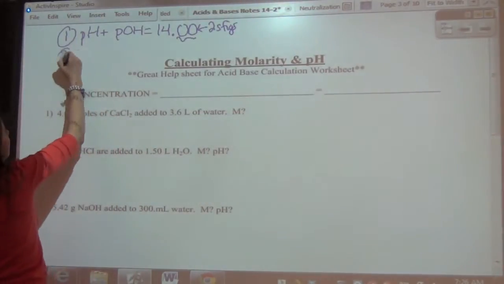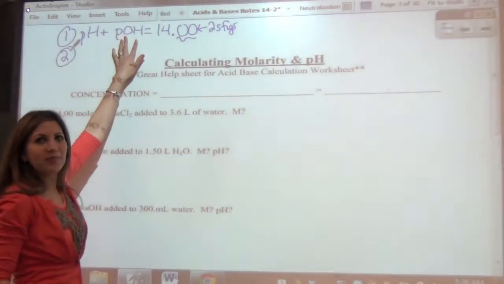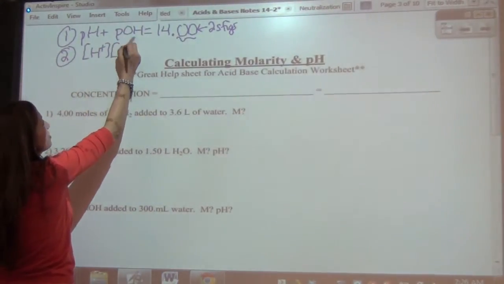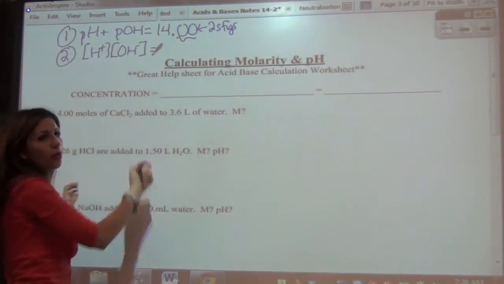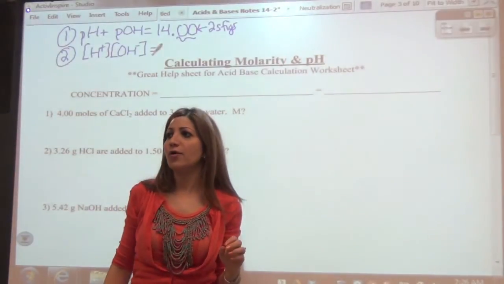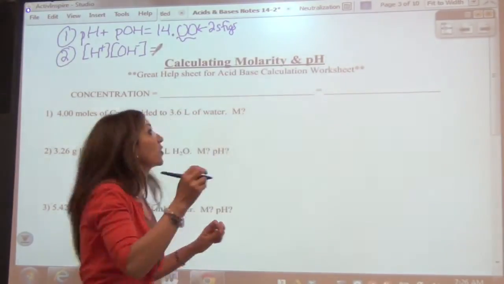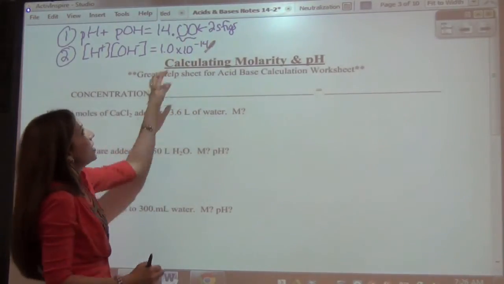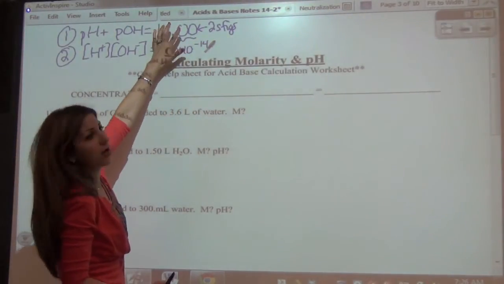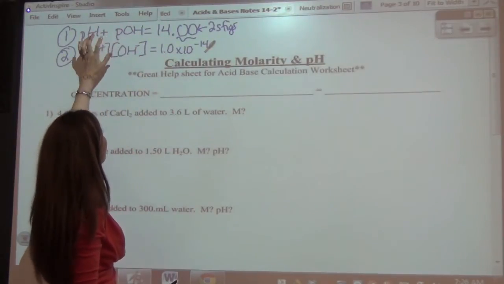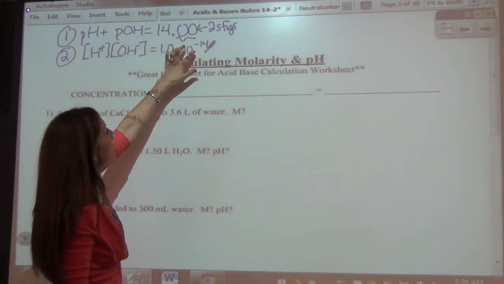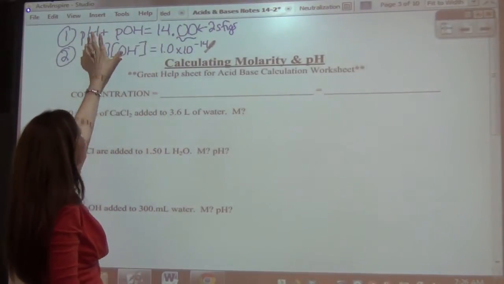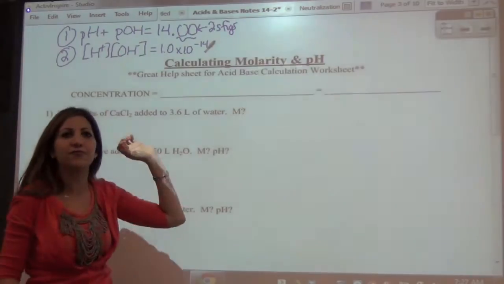Second equation. This was derived from the equation of H plus times OH minus. And what is H plus times OH minus equal to? 1 times 10 to the negative 14. Awesome. 1.0 times 10 to the negative 14. And the way that they ended up getting this was by negative logging these. And if you negative log the 1 times 10 to the negative 14, you get 14. And so this equation on number 1 was actually derived from number 2.